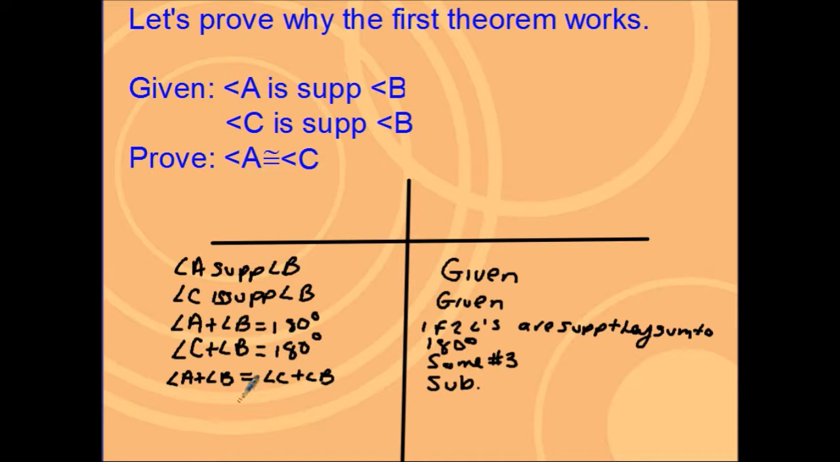Now, let's subtract angle B from both sides. That leaves us with angle A is equal to angle C. The reason is subtraction. Remember, subtraction, we need a t to go behind it. Now, that's pretty close to what we want. We want to prove congruency, and we're all the way down to equal.